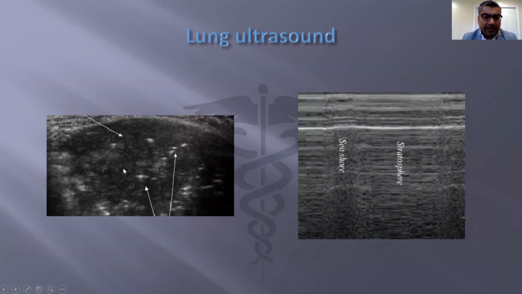Now, you can very rarely see this one, but this shows air bronchograms here. And there are no vertical lines or horizontal lines. There is no A or B. It's just a whole area of different variety of echo density. So this can be pneumonia. And this is the one which is showing the two signs. One is a seashore sign in this area, and the stratosphere sign in this area, which is like this, horizontal lines. And this is classic for pneumothorax. So pleural line, and then you have the stratosphere sign.